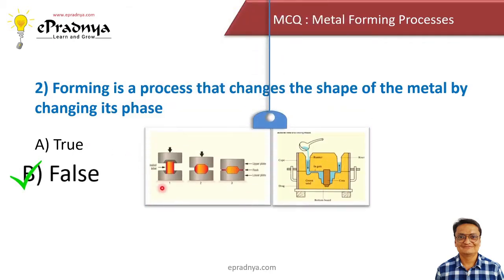Because in case of metal forming, we change the shape by applying force and not by changing the phase of the material. Now, the casting process, which is shown over here, changes the shape of a material by changing its phase from liquid to solid. But in case of a metal forming process, we work on the solid phase itself, right?